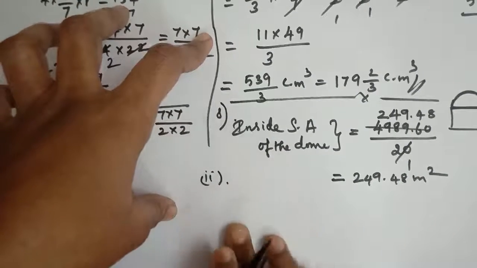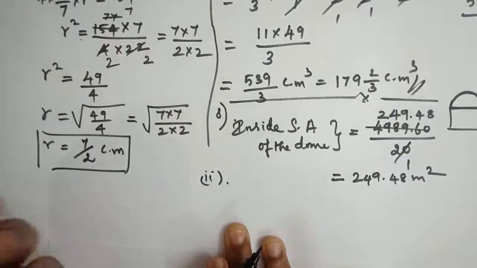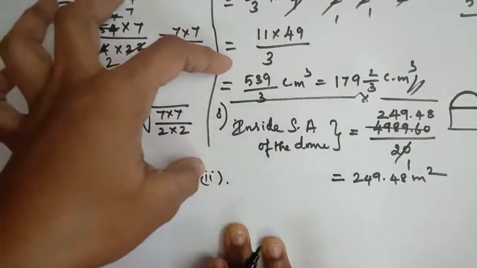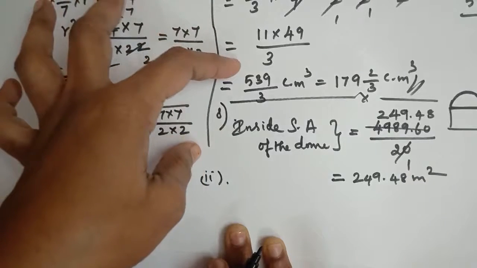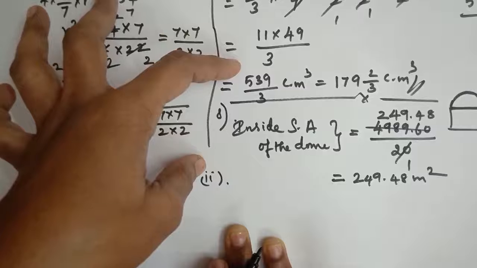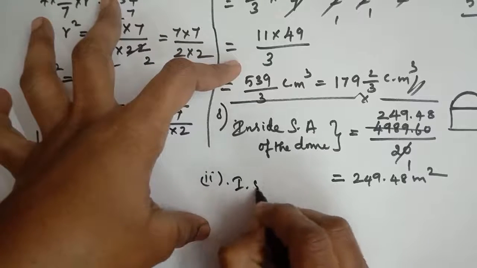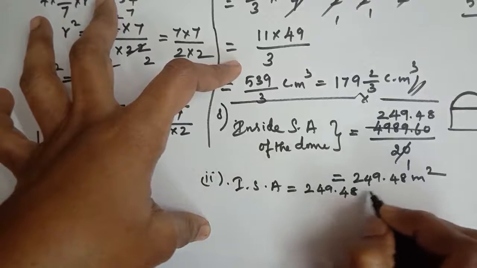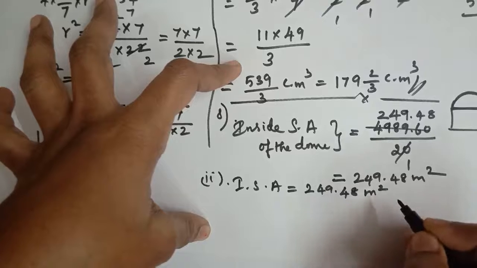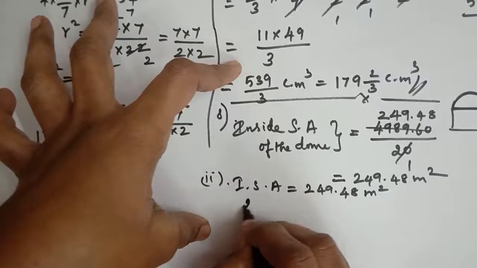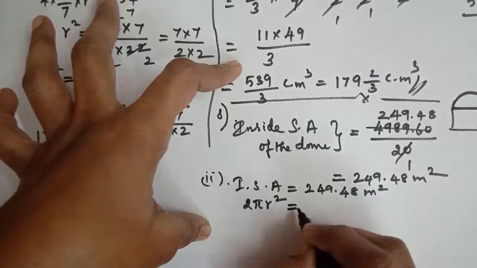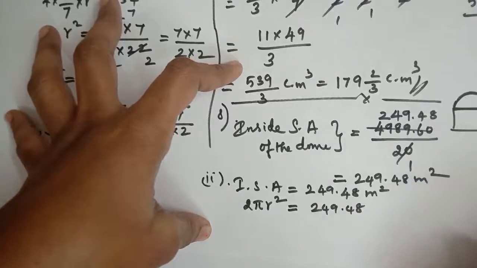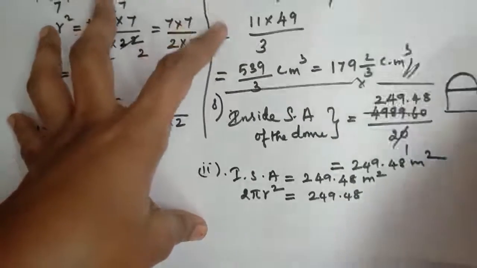Second subdivision, we have to find the volume of the air inside of the dome. For this, let the radius of the hemisphere be r. So inside surface area is equal to 249.48 meter squared. What is the formula for the inner surface area of a hemisphere? 2 pi r squared, that is equal to this one. Then we have to find the value of r.